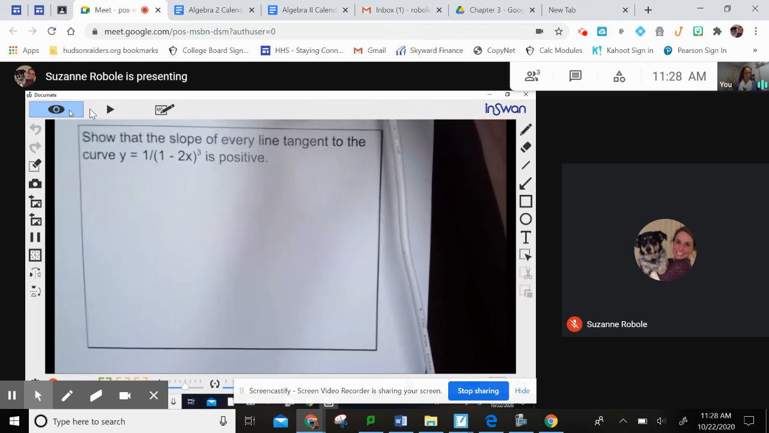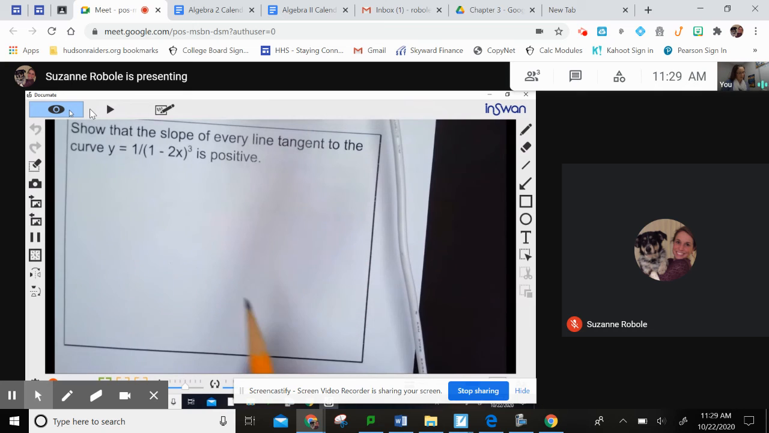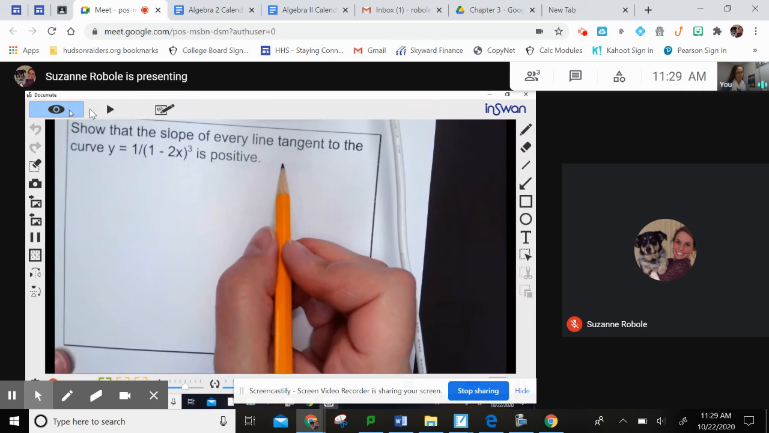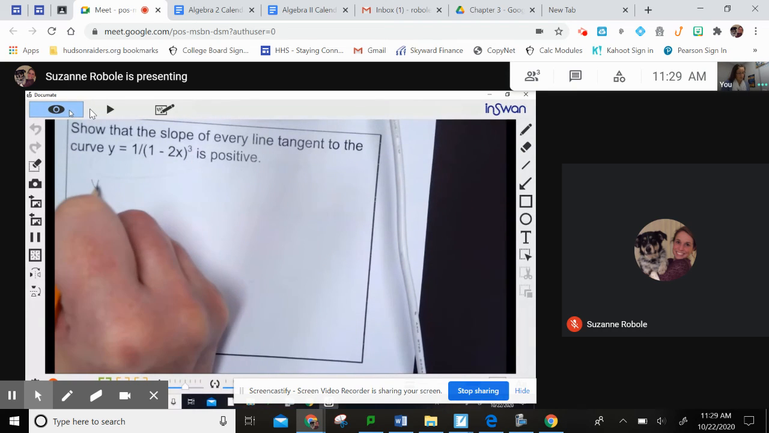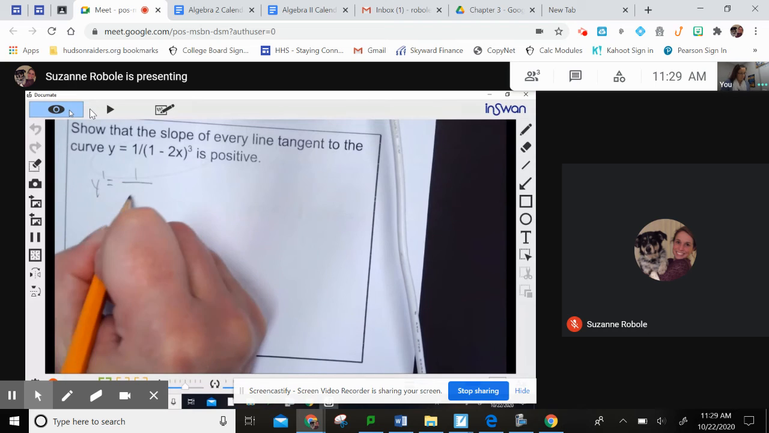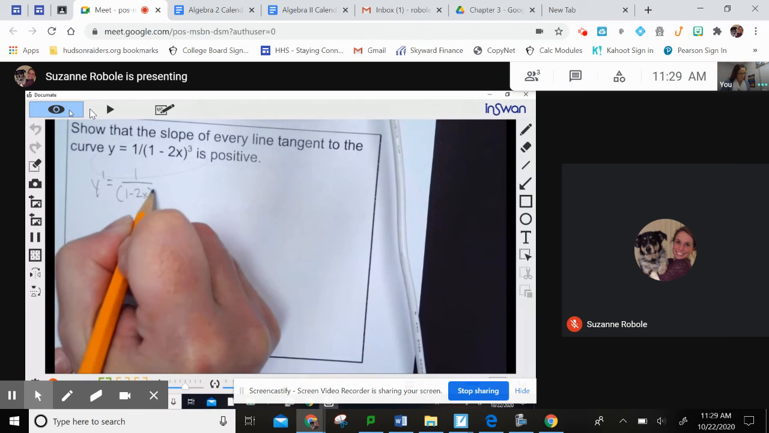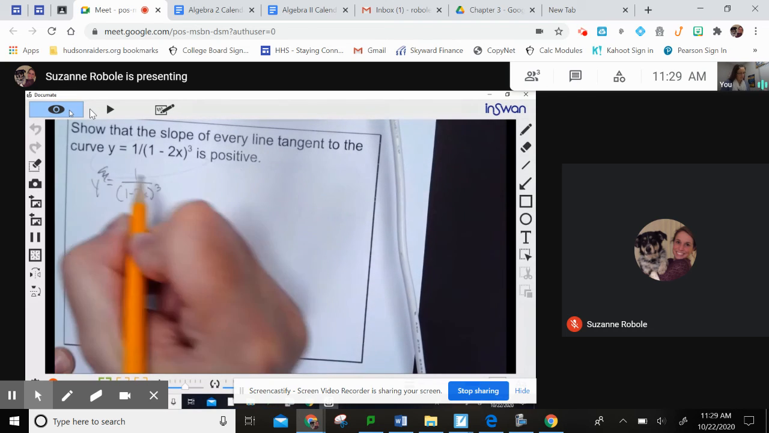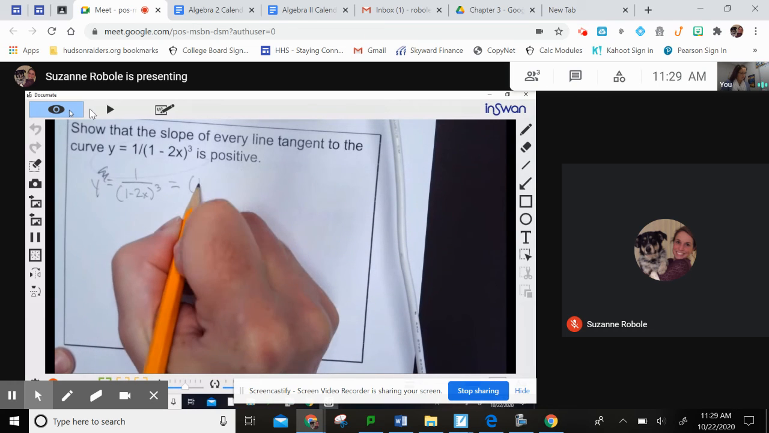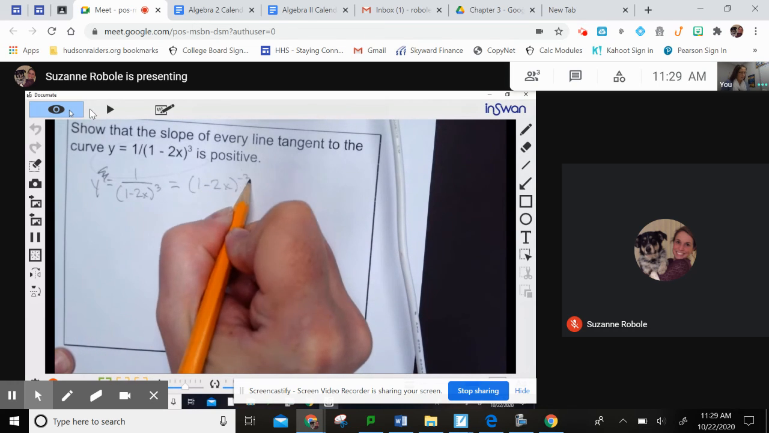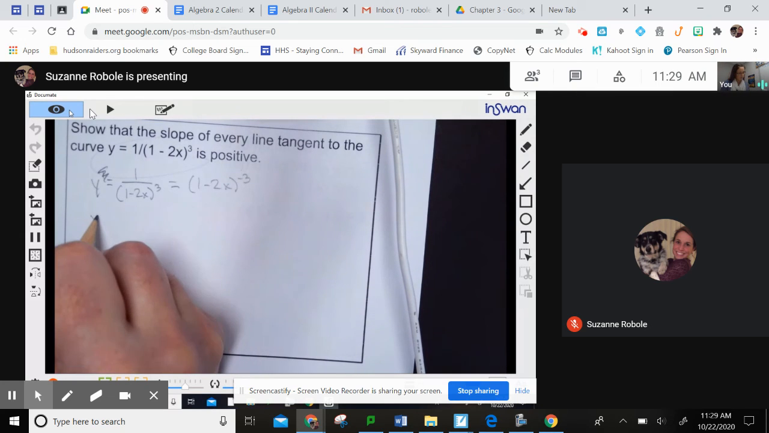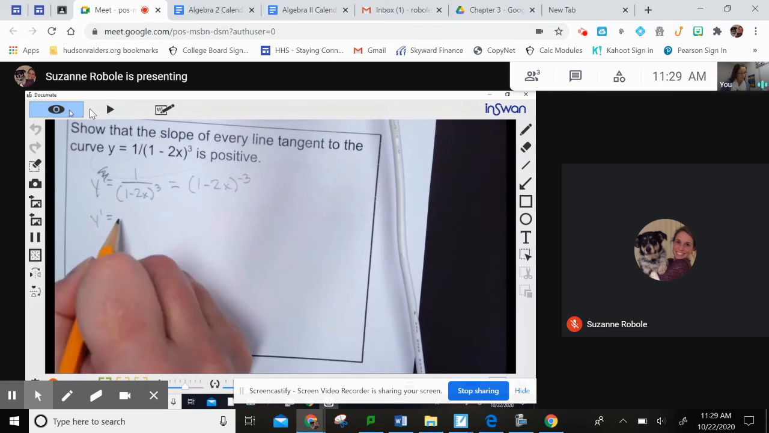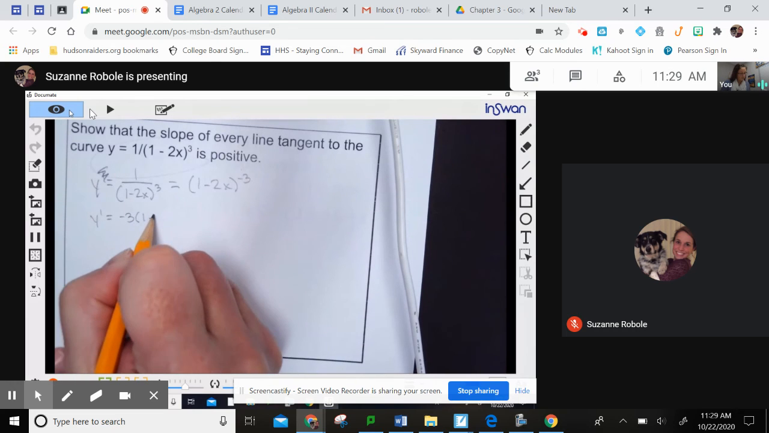And, well, maybe we can do another one. I was pretty close, pretty fast. So on this one, it says, show the slope of every line tangent to the curve here that it's positive. So I'm just going to find the slope. I can write it like this, or I'm actually going to, now that we know chain rule, I'm going to write it like this. So I don't need to use that quotient rule formula, because who really wants to use that quotient rule formula when you can do power rule with the chain rule?